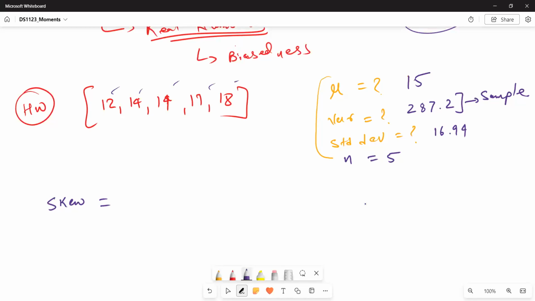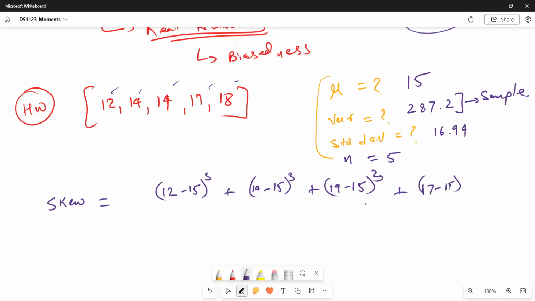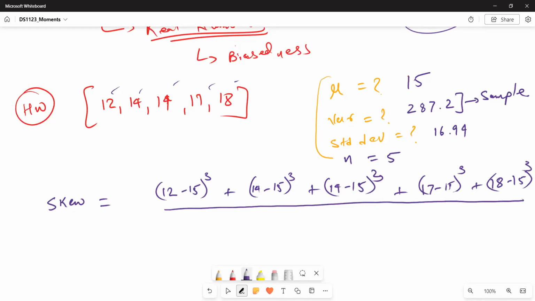So this is 12 minus 15 whole cube plus 14 minus 15 whole cube. Again, 14 minus 15 whole cube. This is 17 minus 15 whole cube. And finally, we have 18 minus 15 whole cube. All right, this will be divided by the first thing, the cube of standard deviation, which is 16.94 whole cube.